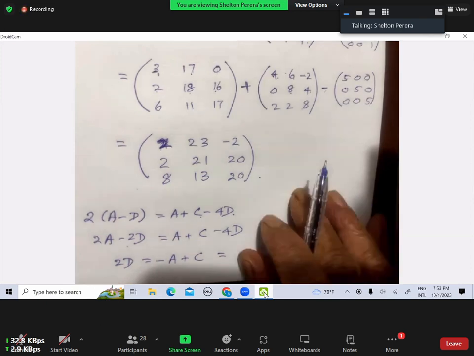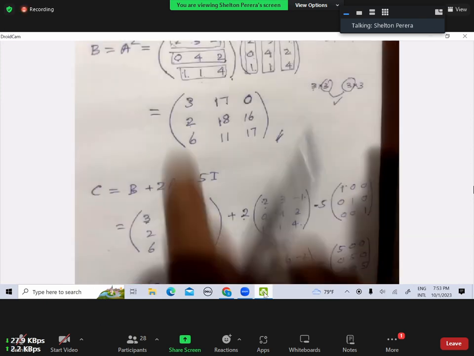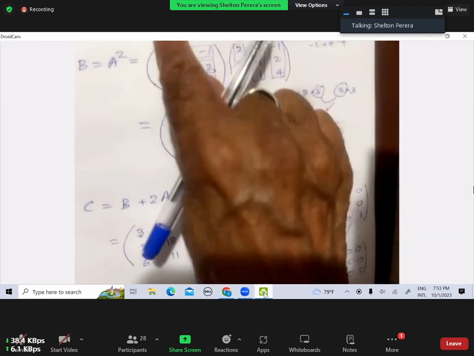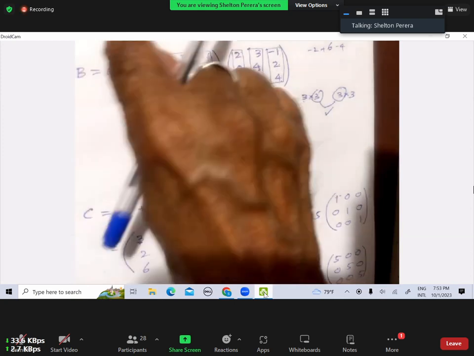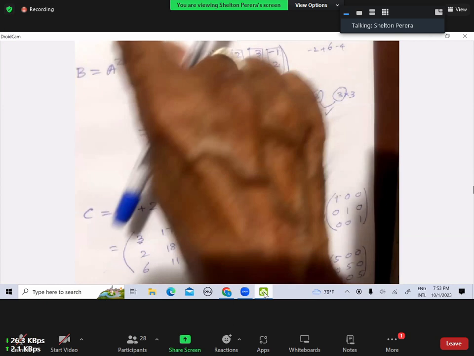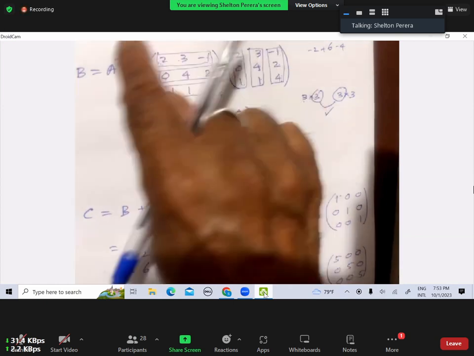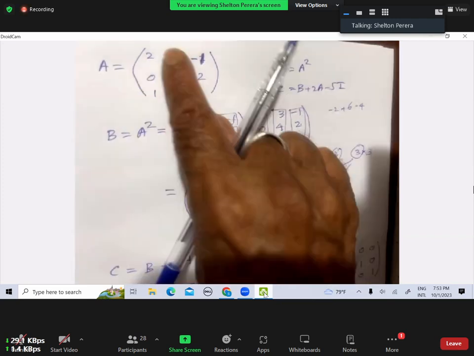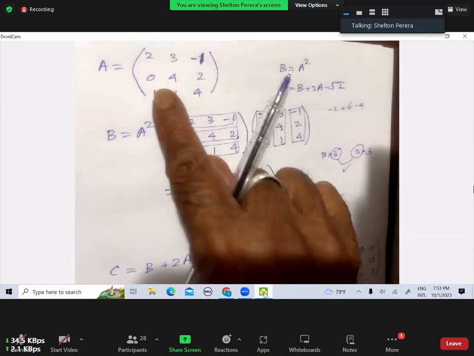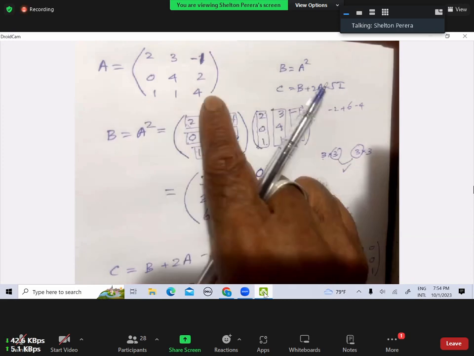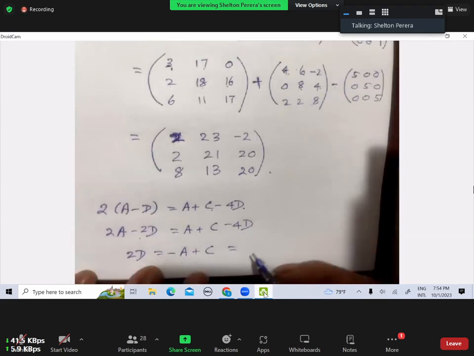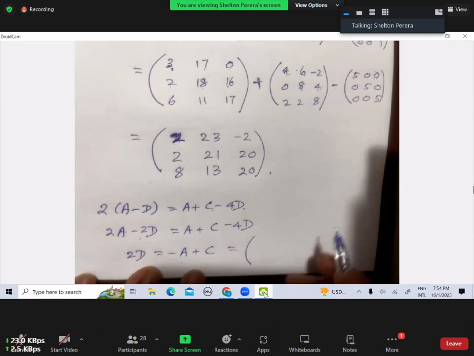2D is equal to negative A plus C. What is negative A? Negative A is multiplying by negative 1, so multiply every entry of A by negative 1 to get negative A. So negative 2, negative 3, 1, 0, negative 4, negative 2, negative 1, negative 1, negative 4. That is negative A. So straight away put down negative A.